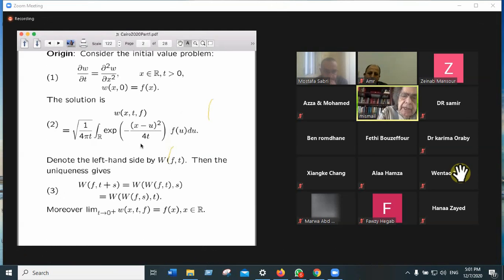There are some scratches on the screen. I don't know from where this is appearing. It's not from me because I cannot touch it here. Anyway, so the solution, you can write it like this.